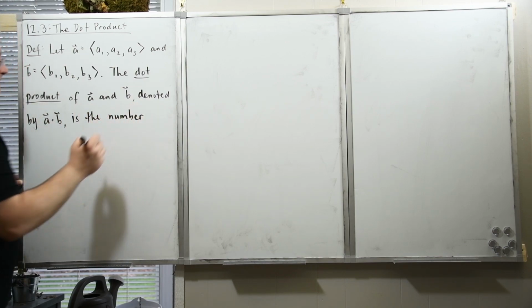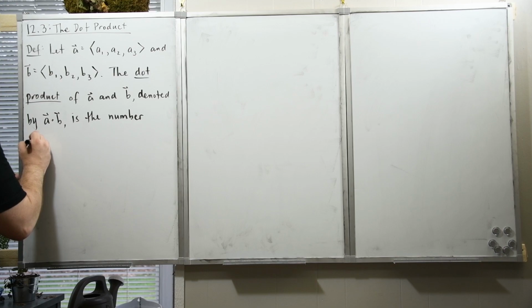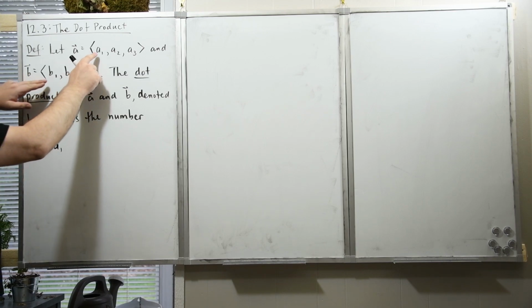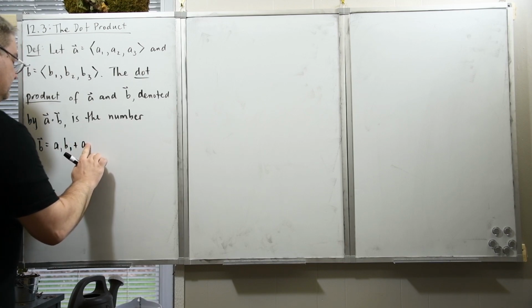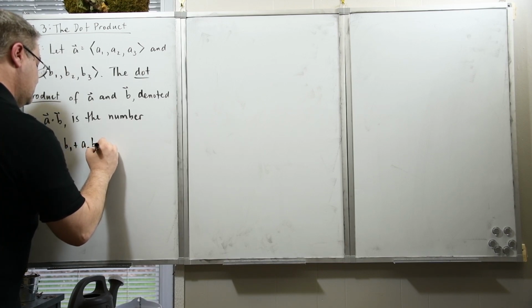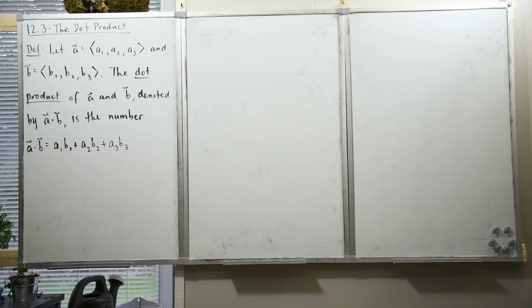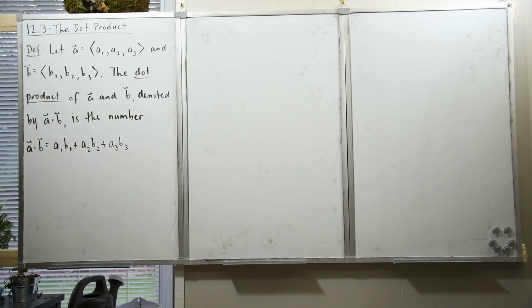is a number, and the way you get this number is you take corresponding components of A and B, multiply them together, and then add those products that you get. So what that means is that we'll take A1 times B1, that'll give us a first product, and we'll take A2 times B2, which is the second product, and it gets added to the first. And then we'll take A3 times B3, and that gets added to A1 B1 plus A2 B2. And so this is our dot product of A and B.